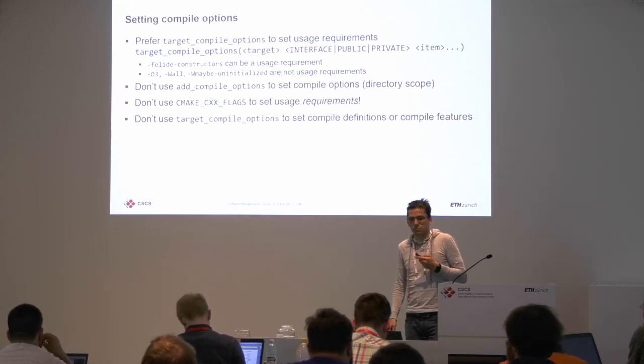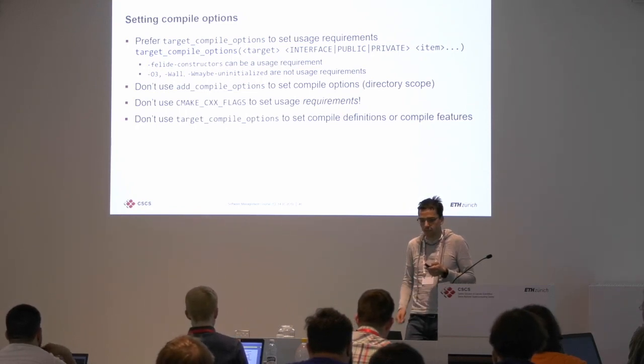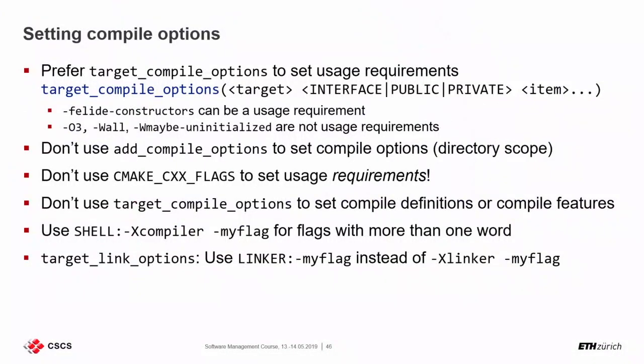Another thing, target compile options shouldn't be used for compile definitions because there is a separate function for that, and also compile features. And this is just for reference, if someone is already a bit advanced in CMake. Sometimes you have the problem that you want to have two options tied together, so -Xcompiler is a very common thing. And if you don't write this SHELL: in front, it might just drop the -Xcompiler if you have something like -Xcompiler my flag, and later again -Xcompiler something else, because it deduplicates the whole thing. So then you have this SHELL: thing.